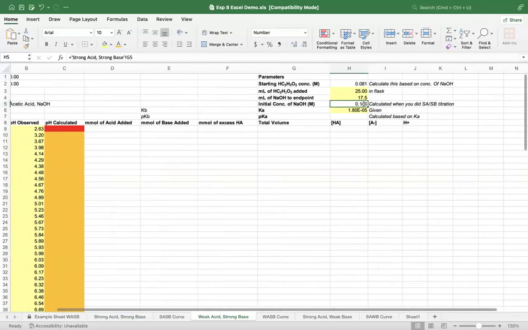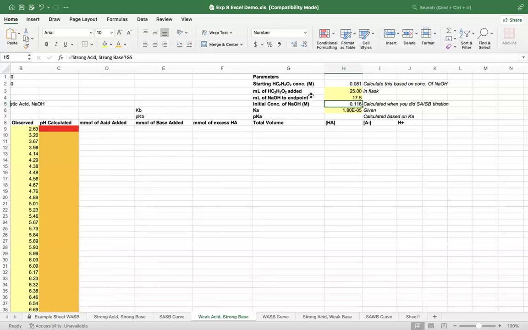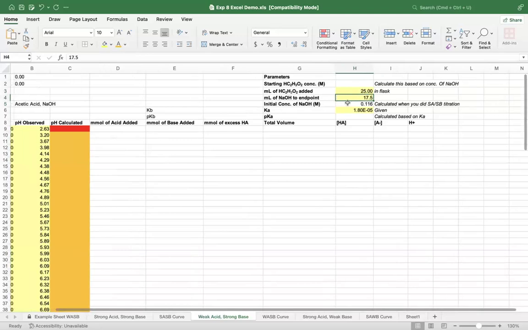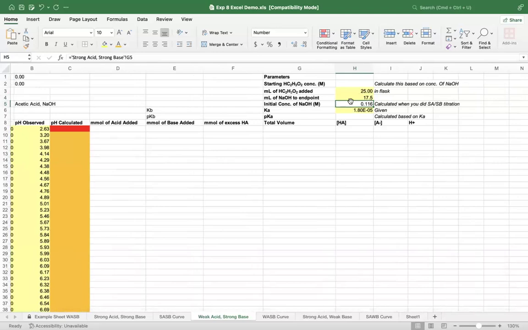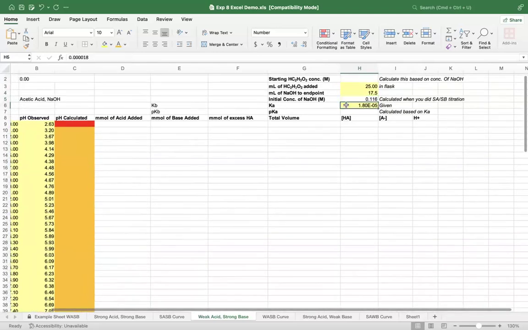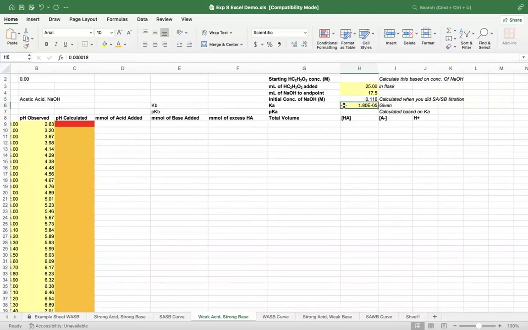Okay, so what else are we going to need in here? Looks like we have our starting concentration of acid. Do we know that? I don't think we know that. We have to calculate that. We have the amount of acid, 25 mL. We have the endpoint that you would have figured out in the first part with the indicator. And then we have our concentration of base that we know. This is acetic acid, so we also know the Ka. It should be given. If it's not given on your Excel sheet, it's 1.8 e to the minus 5.